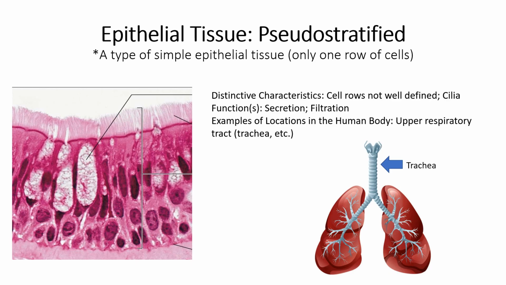So one thing I didn't point out with the simple columnar epithelial tissue was, if we were to go back, we could see cilia, right, within the lumen.